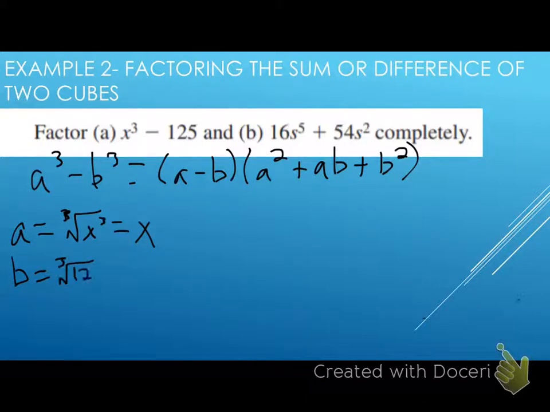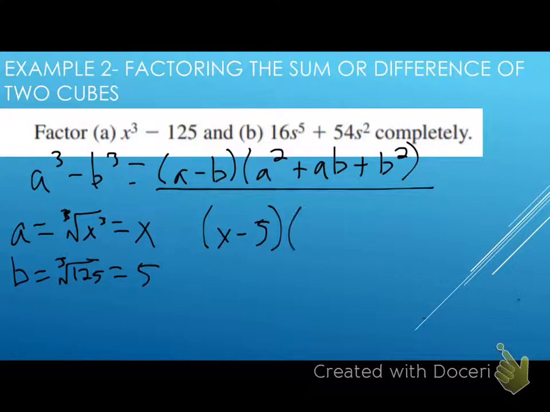Cube root of 125. We'll handle the negative whenever we're plugging into our formula. Anyone know the cube root of 125? 5. So my b value is 5. So now that I know my a and my b value, I can just plug those in to this formula right here. So I get x minus 5.